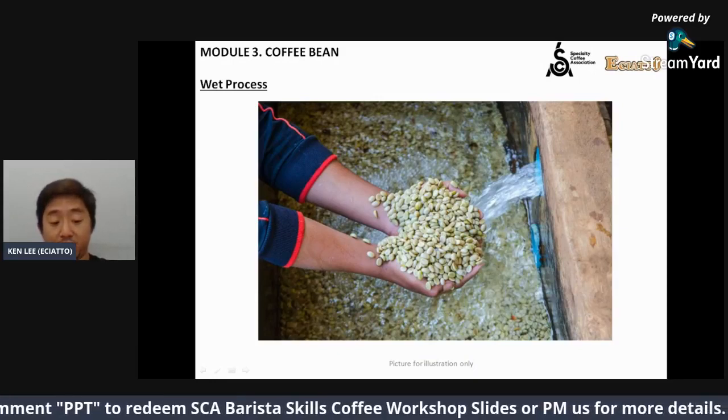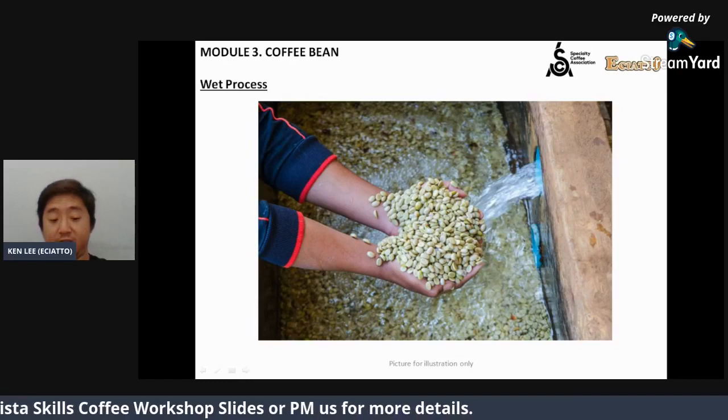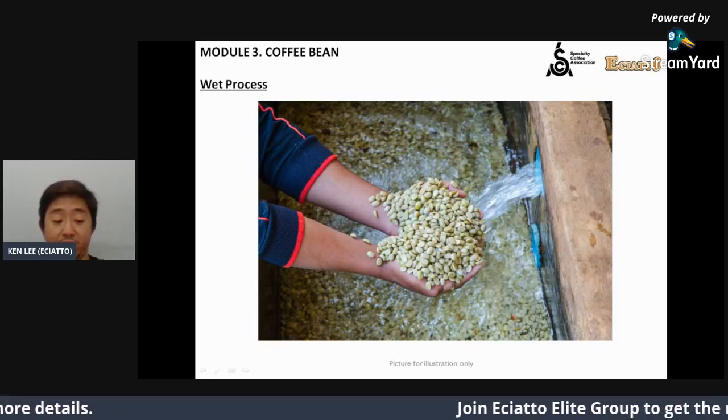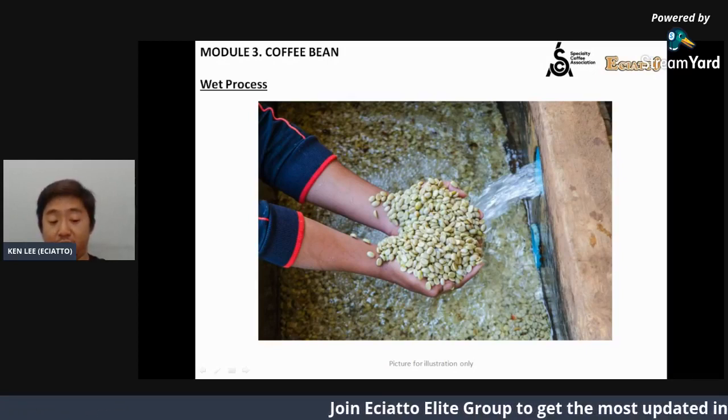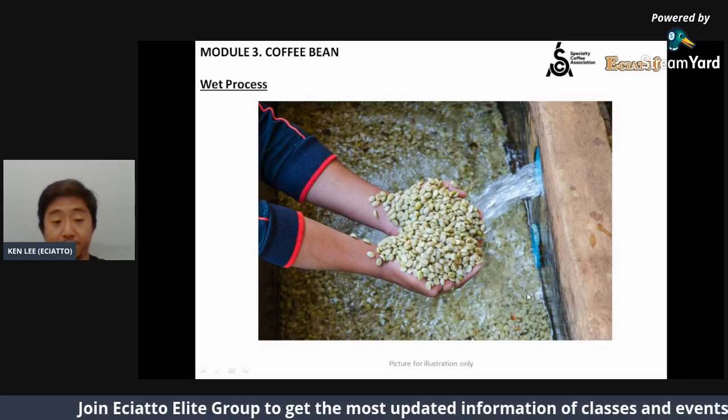So for both processing methods, the beans will be dried. One of them goes through a very high volume of washing, using a high volume of water. The other one goes directly into the drying phase.